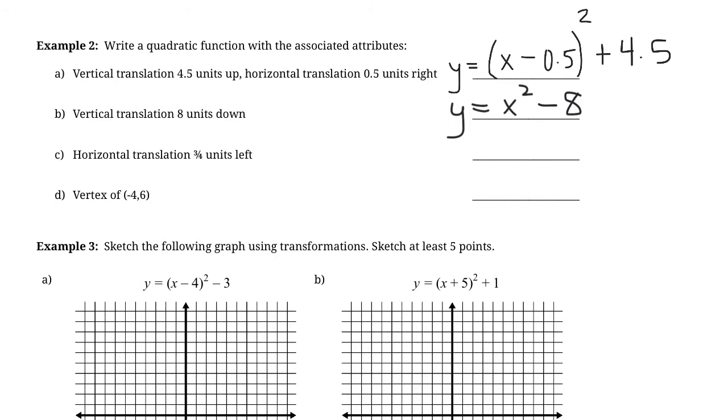In question C, this time we are only looking at a parabola that has a horizontal translation 3/4 units left.